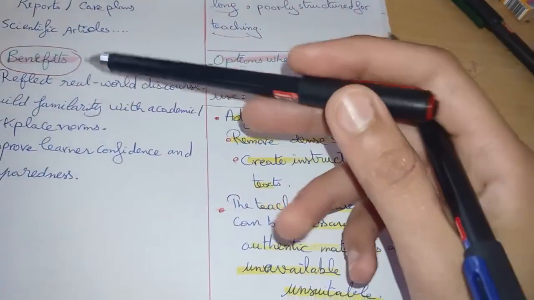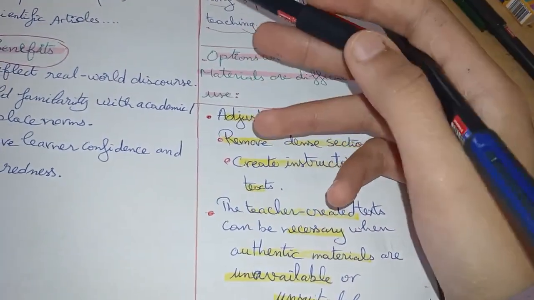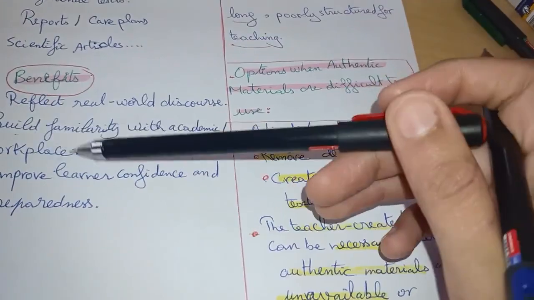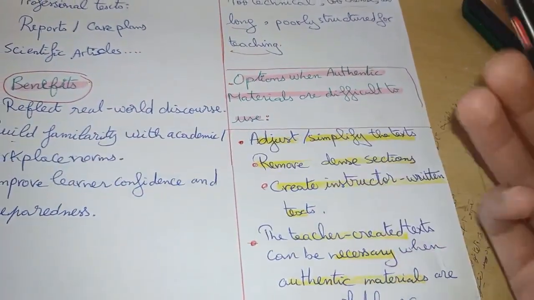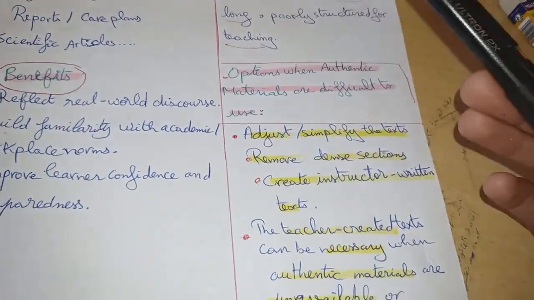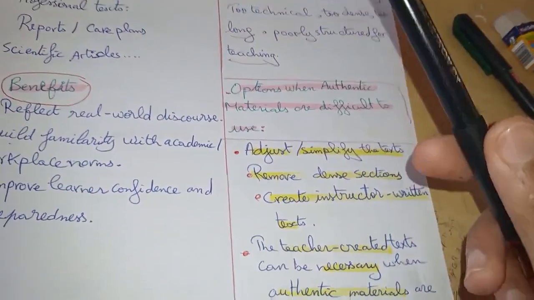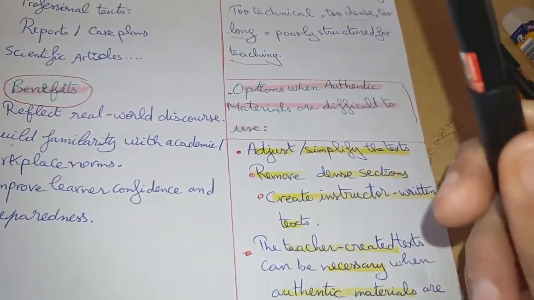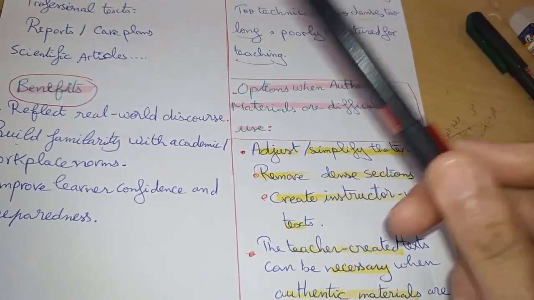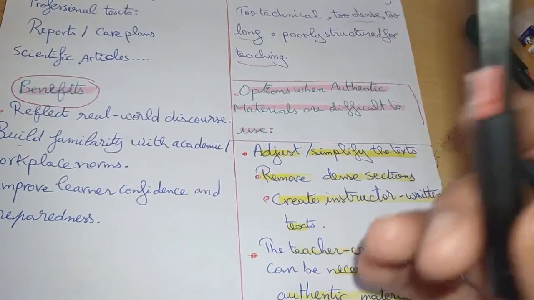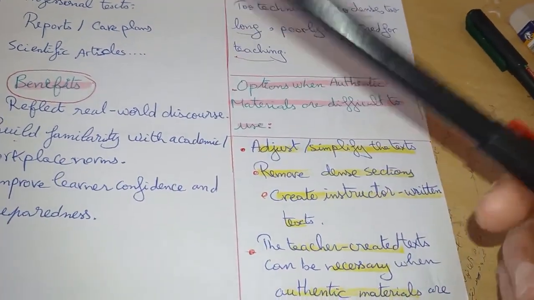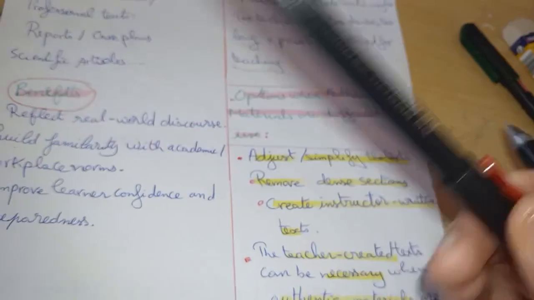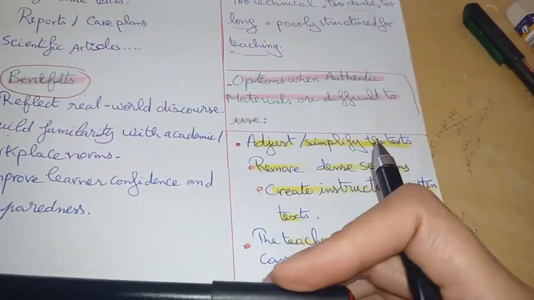Also we have benefits of using authentic materials. They reflect real world discourse, and build familiarity with academic and workplace norms. While you are, for example, teaching a group of pilots how to give orders in the plane, it is a real world scene, and it also builds familiarity. Later on you try it a lot of times in that situation, in that context, so they get familiar. It will become normal for them.